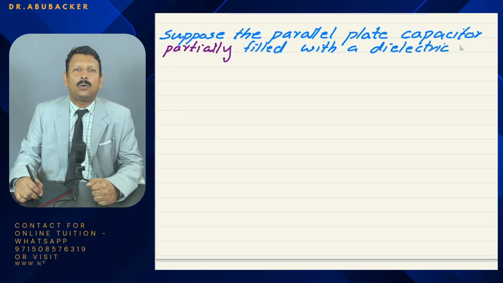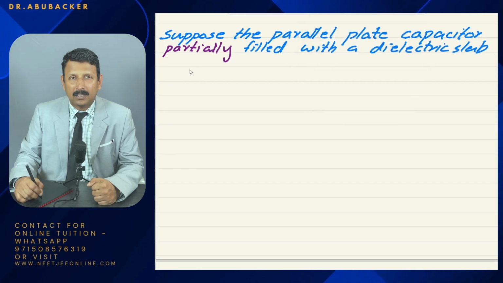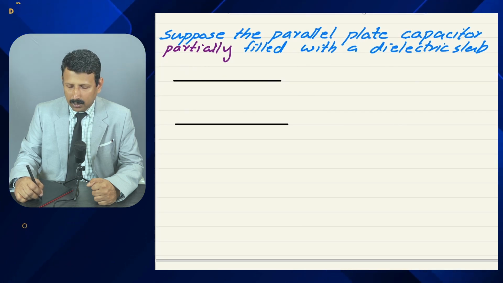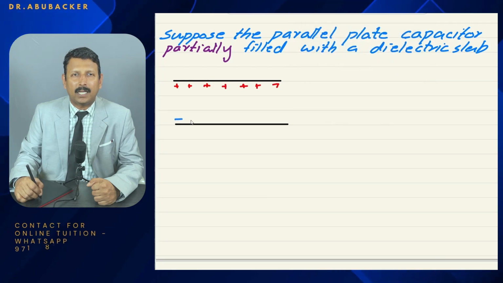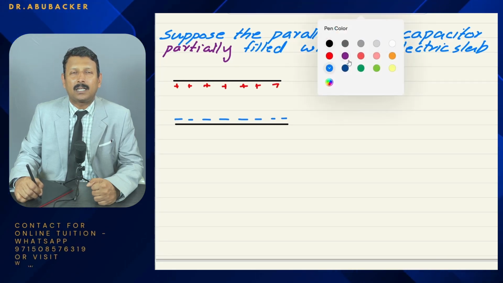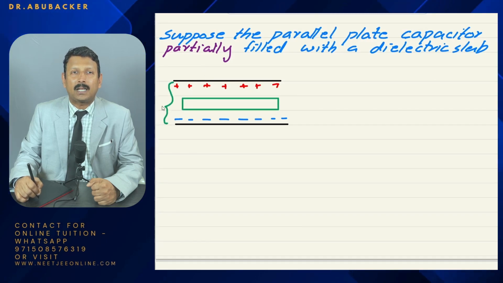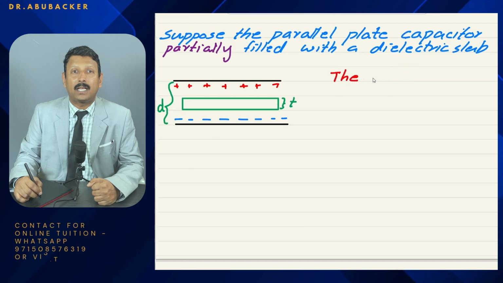Now there is another situation, where the gap is filled partially. The previous example I explained: suppose the gap between plate number 1 and 2 is completely filled with the dielectric material of dielectric constant K, then the new capacitance will be K times the original capacitance. That is C dash is equal to K times C. That is the previous topic I was talking about. This is a new topic you are seeing in front of you.